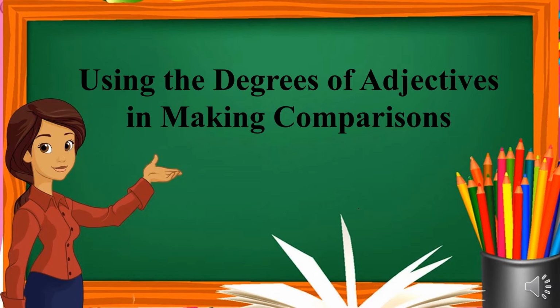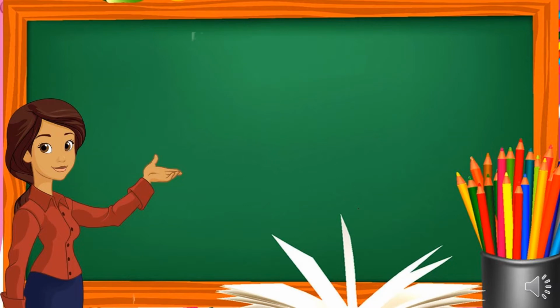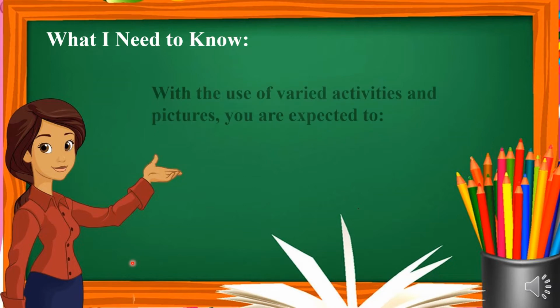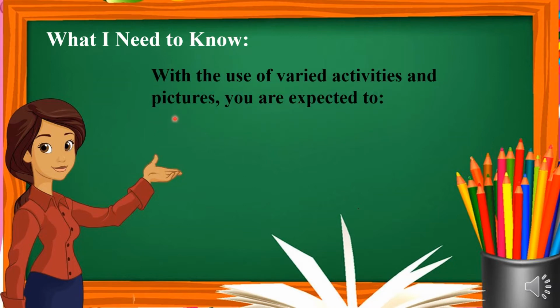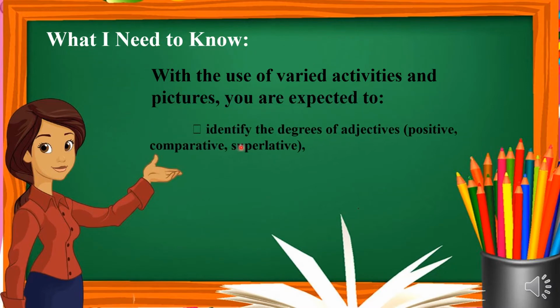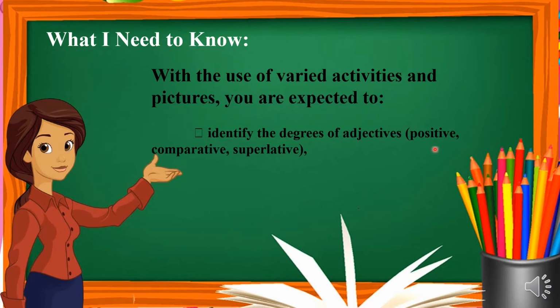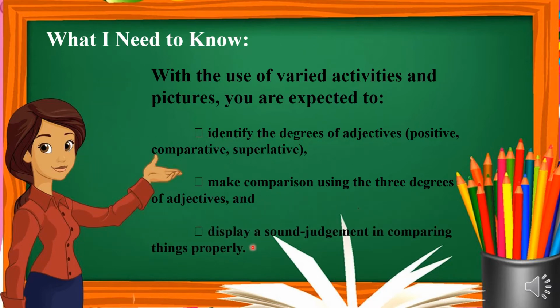Are you ready? Okay, very good. Now, let's have this. What I need to know in this lesson. With the use of varied activities and pictures, you are expected to: one, identify the degrees of adjectives like positive, comparative, and superlative. Next one, make comparison using the 3 degrees of adjectives. And the last one, display a sound judgment in comparing things properly. Okay, so these are the objectives for this lesson.